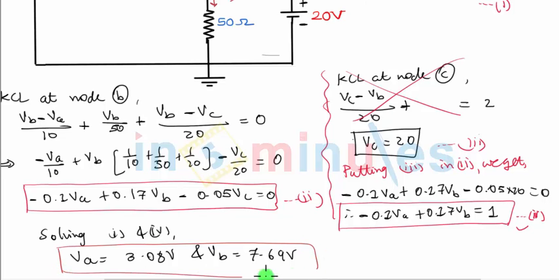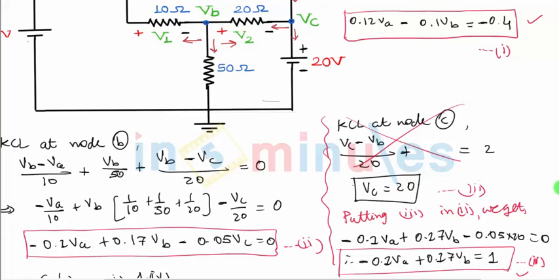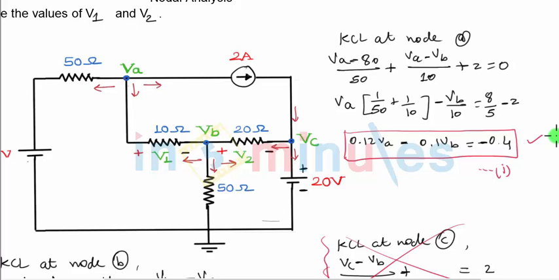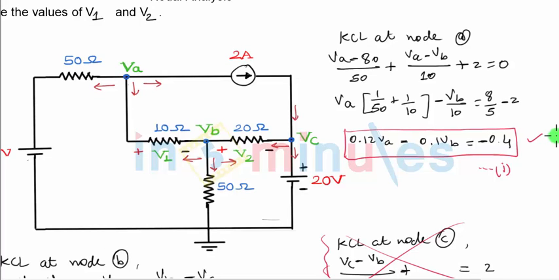Vc was already available. We already got Vc because there was a voltage source between node C and the ground. Vc was equal to 20 volts. So that gives us all three values of Va, Vb and Vc. The question was to find V1 and V2. So let's see what V1 and V2 will be. By referring to the original circuit, let us write down the expressions for V1 and V2.